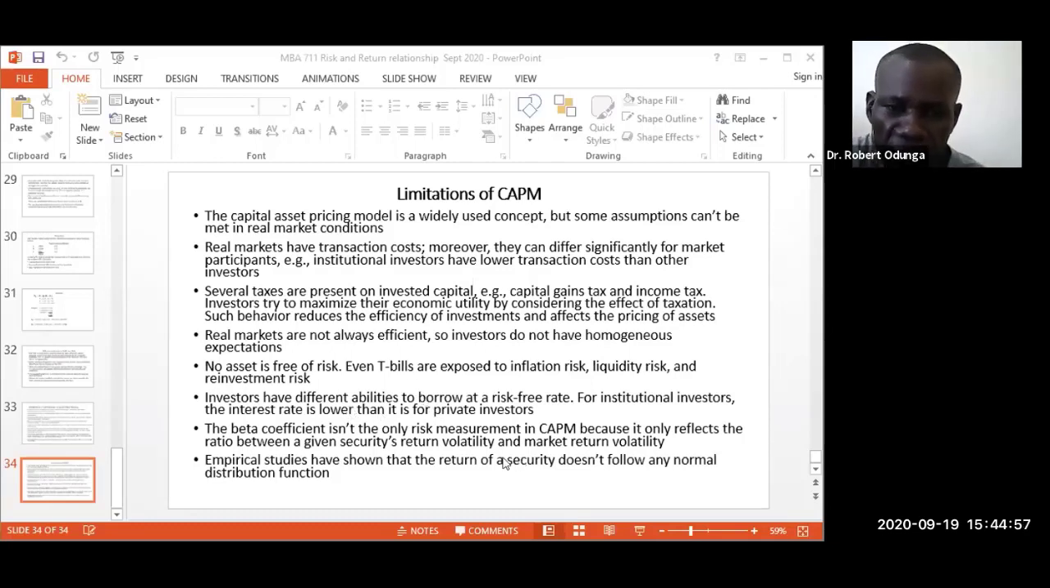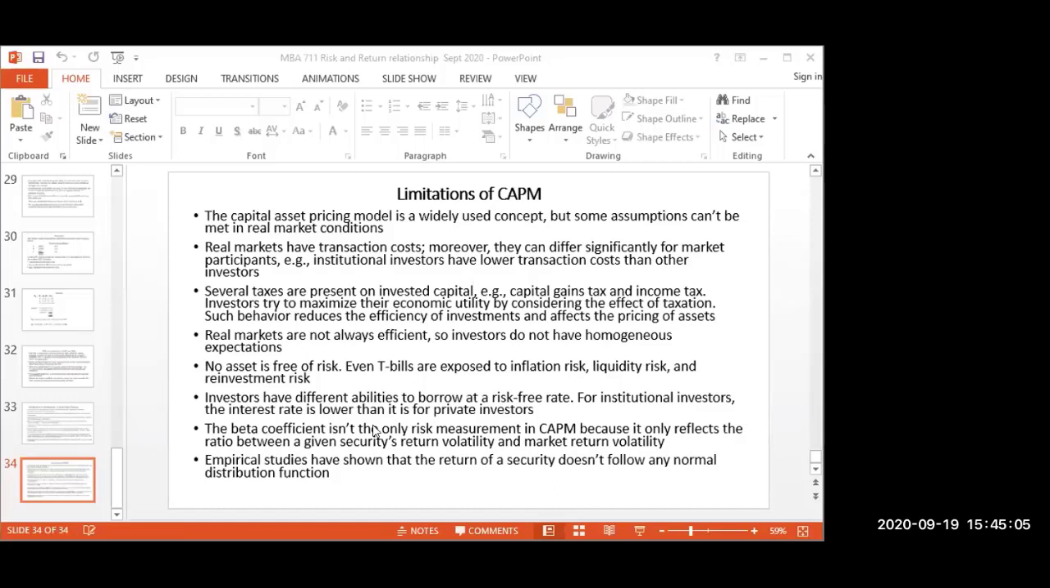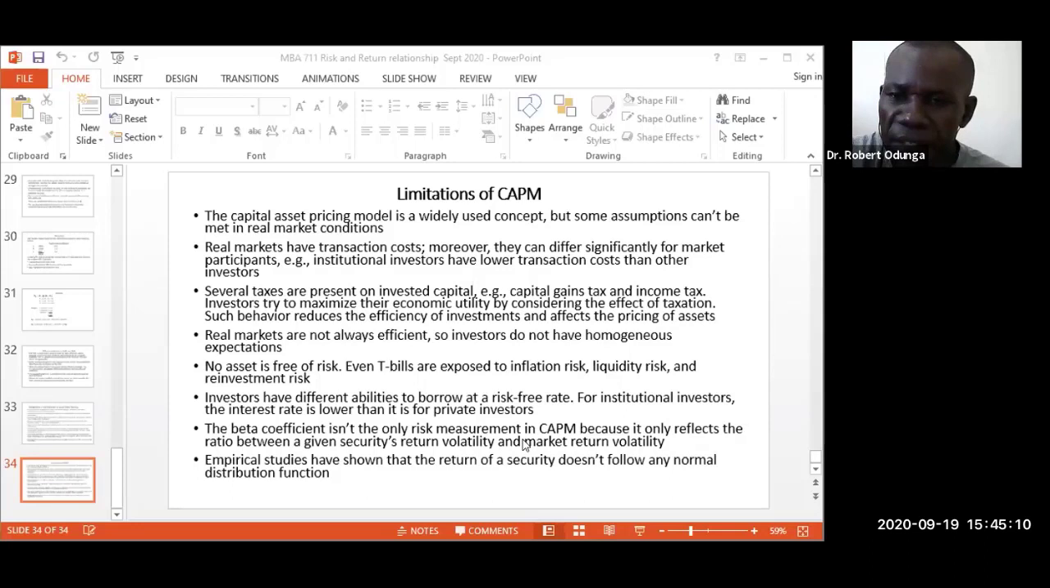We are actually looking at the limitations of CAPM. You are saying investors have different abilities to borrow at a risk-free rate. For institutional investors, the interest rate is lower than it is for private investors, because you are better off dealing with institutions than private entities because of the risk factor attached to private dealers. The beta coefficient isn't the only risk measurement in CAPM because it only reflects the ratio between a given security's return volatility and market return volatility.